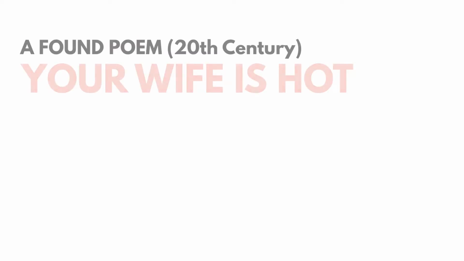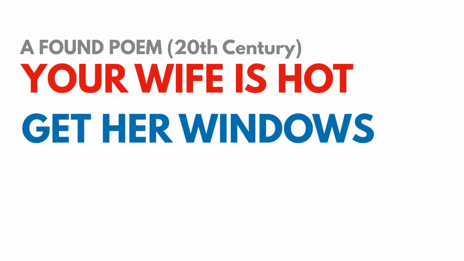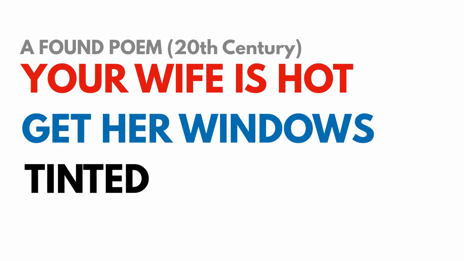So we go back to the poem. Your wife is hot. Get her windows tinted. So we take your wife is hot and get her windows, and obviously you can still be stuck in this frame of mind where she's hot because of temperature. Her windows are an object to be acquired. Like she doesn't have windows and you should get them for her. But of course, we can also take it, your wife is hot, as in she's a beautiful person. She's beautiful. She's sexually desirable. And get her windows. Do something to the windows. Tint them.